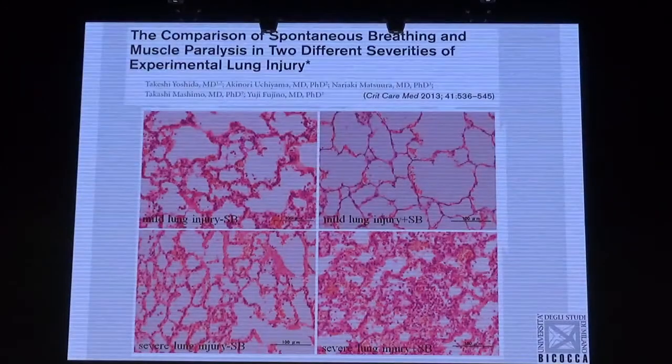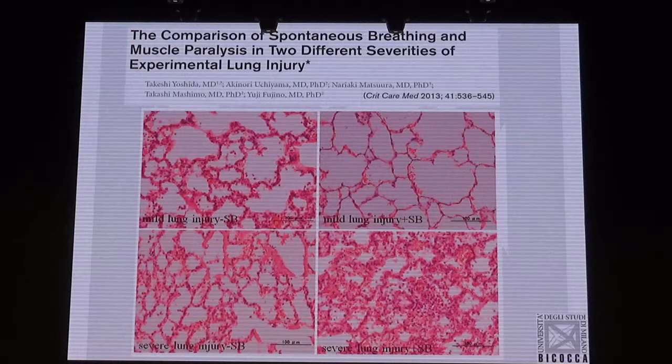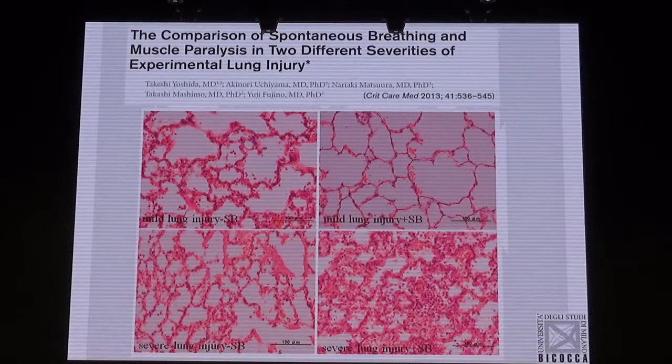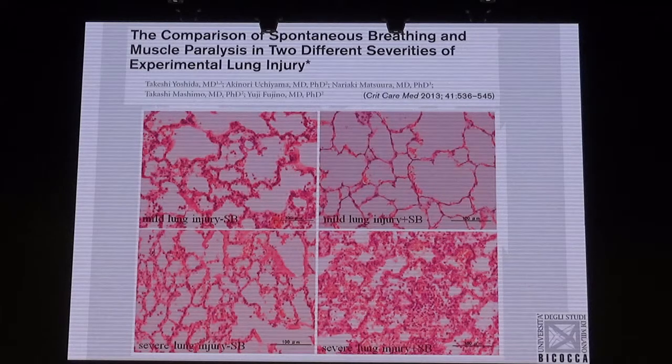And to reinforce this sort of good and bad sides of spontaneous breathing, I always show this paper by this very smart colleague, Takeshi Yoshida, now working in Toronto with Brian Kavanagh, where he has induced two levels of lung injury: mild injury on the top half of the slide and severe injury in the bottom half of the slide. And what you see on the right is the effect of letting the animals breathe, allow spontaneous breathing in these animals. And as you see, if the injury is mild and you allow the animal to breathe, this will improve the lung disease. But if the animal has a severe degree of injury and we allow spontaneous breathing, that would even worsen lung injury.